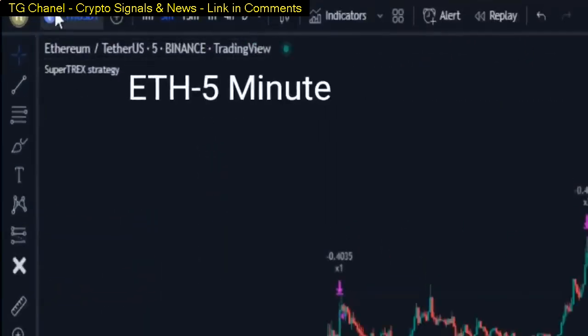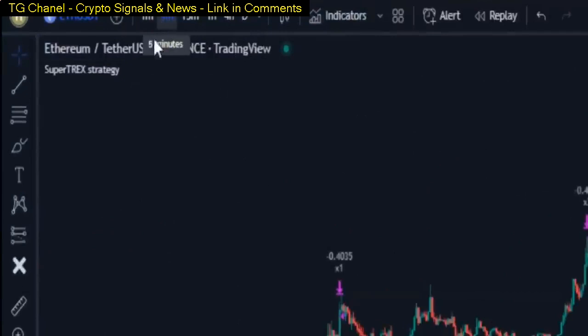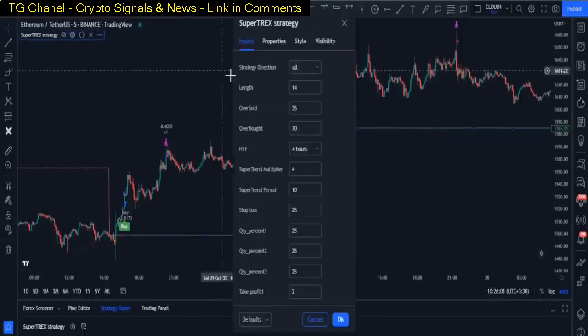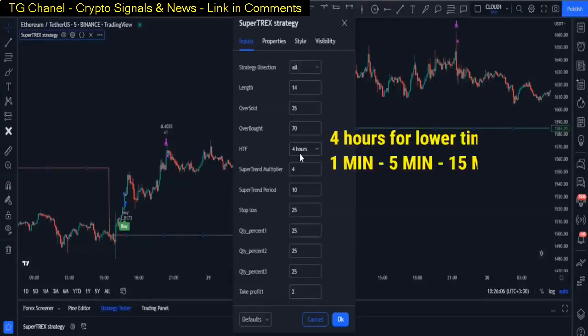Here in the Ethereum chart with a 5 minute time frame. And for the indicator settings, I'm still using the 4 hour time frame option for the HTF, even in the 5 minute time frame, because this 4 hour option is the most suitable option for the 1 or 5 minute or even the 15 minute time frames.